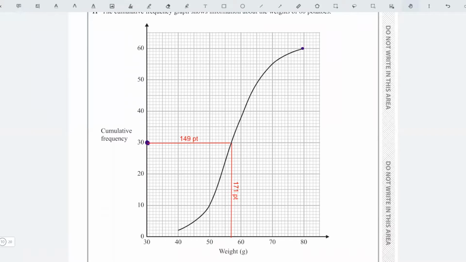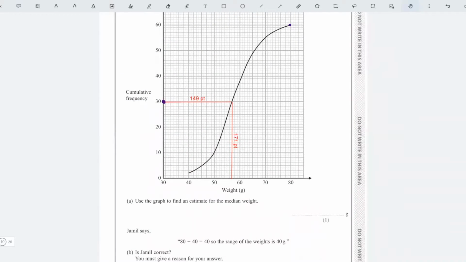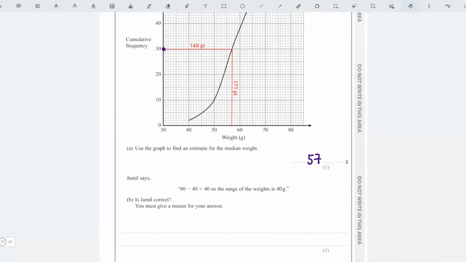There we are. And what have I got now? Let's get rid of that. Let's put it there. I've got 55, 56, 57. Okay. Now, Jamil says 80 take away 40 is 40. So the range of the weights is 40 grams. Is he correct?